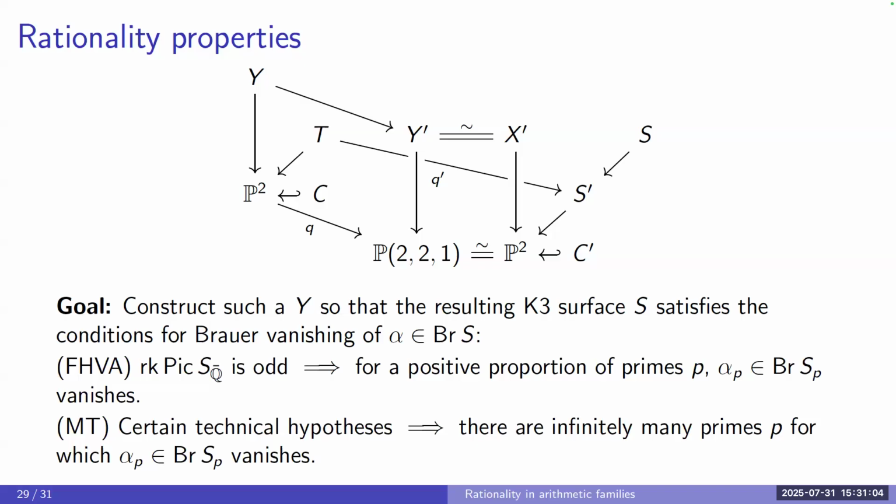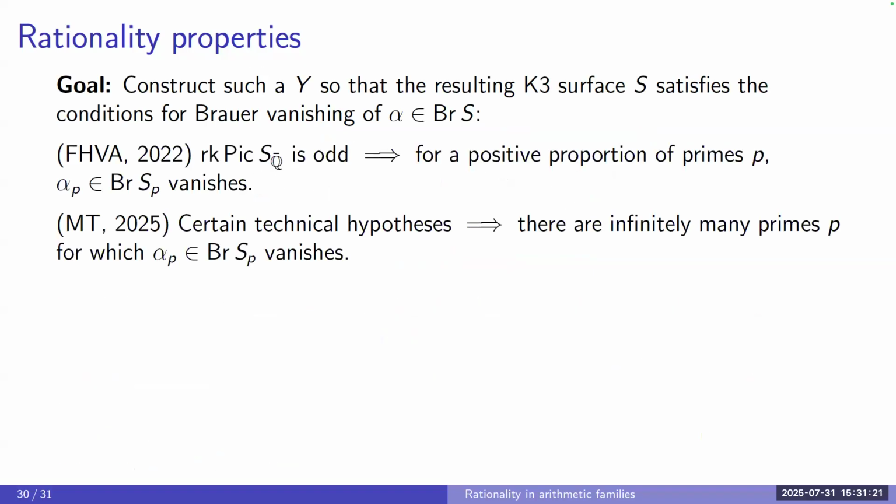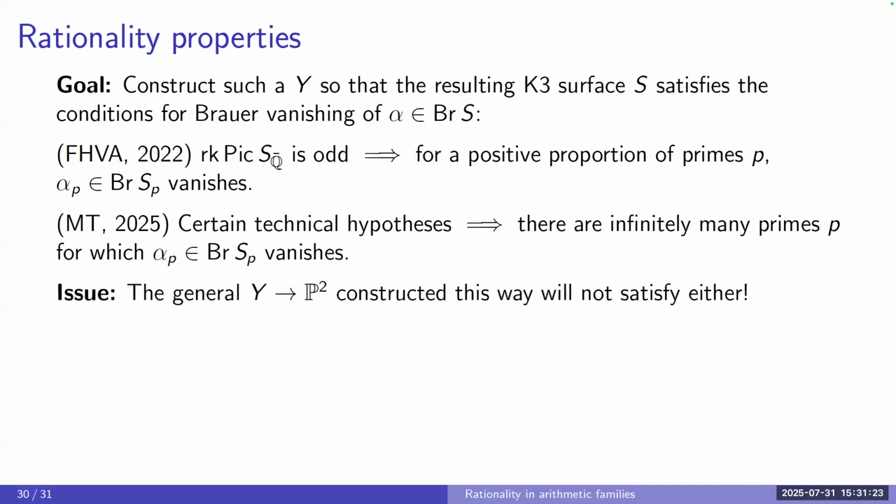So if I can make my S have geometric Picard rank odd, then I get the vanishing for a positive proportion of primes. And maybe if I don't have Picard rank odd, I could still satisfy these technical hypotheses and at least get infinitely many primes where I have vanishing. Okay, and the issue is that given the family that I wrote down on the previous slide, it's not going to satisfy either of these conditions.